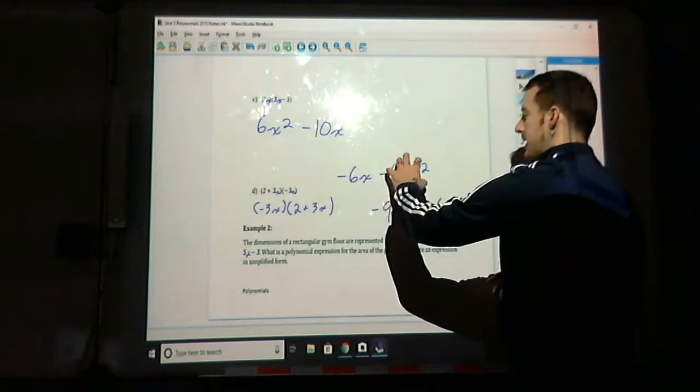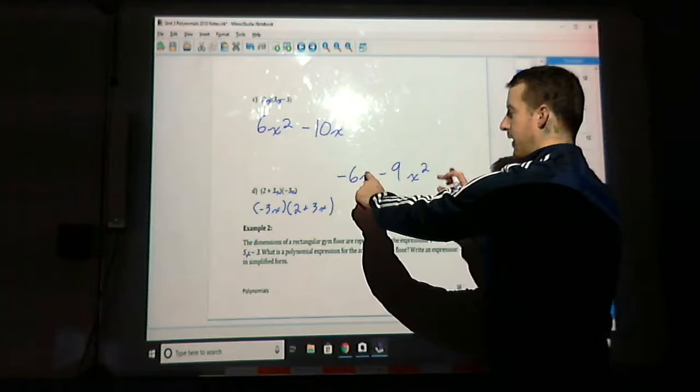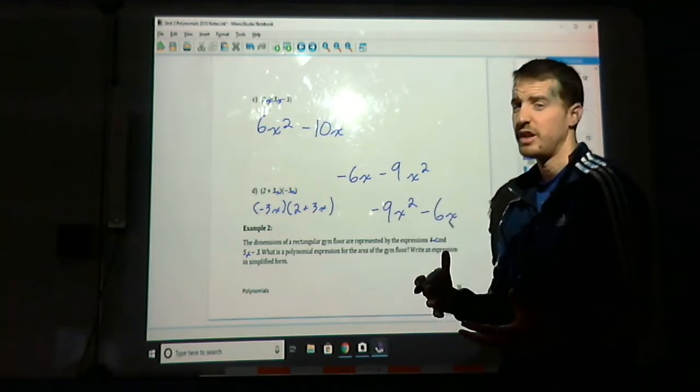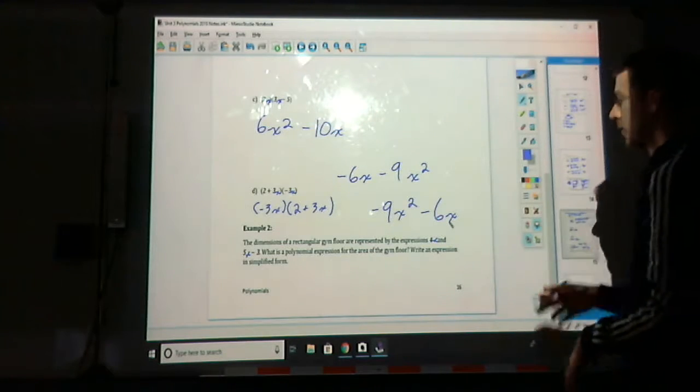If you're ever flipping, make sure you take your negative sign with you and you don't just flip the terms and leave the negative sign between, because now you've changed your expression. Things are different if you're going that route.